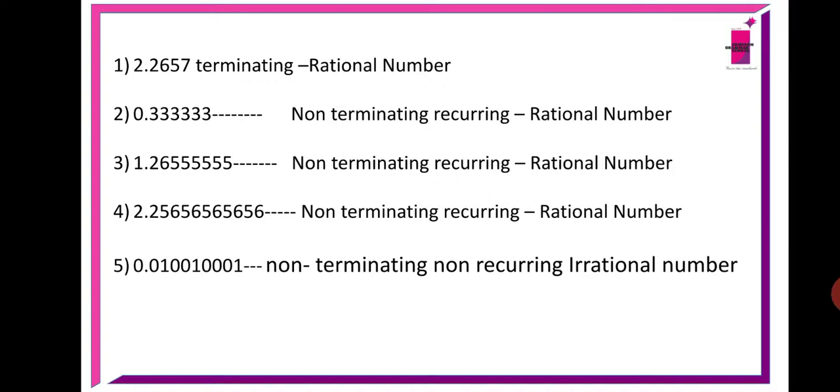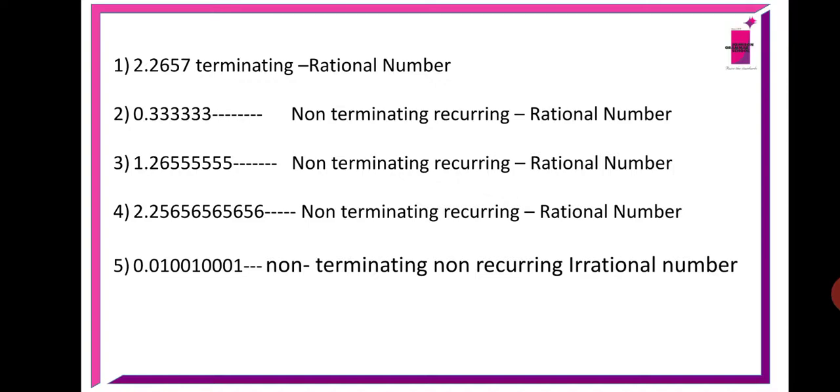Here, 1.26555, now the number 5 is repeating n number of times. So, it is also non-terminating recurring and it is a rational number. Here in the next example you can see 2.2565656. Here the 56 is repeating. So, it is a non-terminating and recurring decimal. So, it is also a rational number.